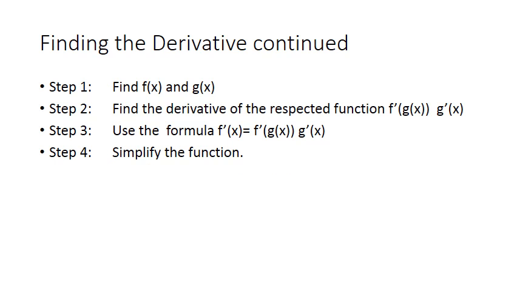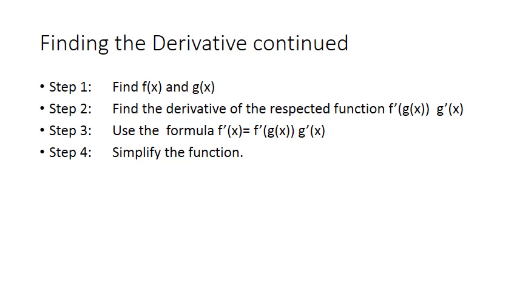There are 4 steps to using this chain rule. First is to find the individual components of the function, meaning f of x and g of x. The next step is to find their derivatives, which will be implemented in our next step. After doing this, you use the formula h prime of x equals f prime of g of x times g prime of x to discover your solution.